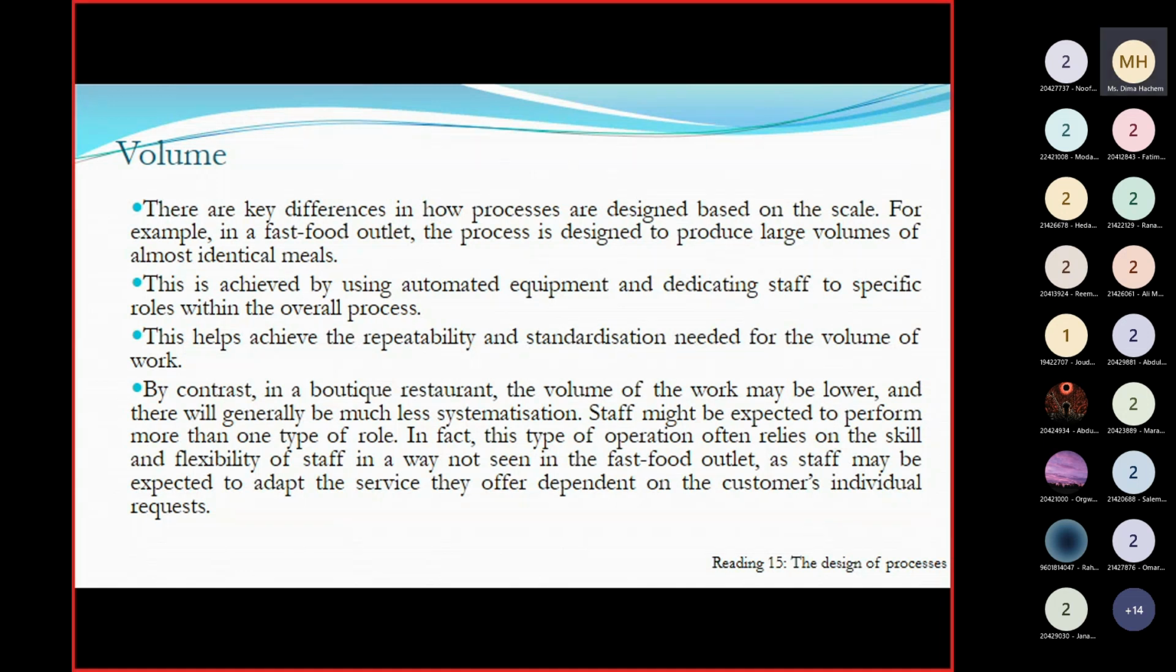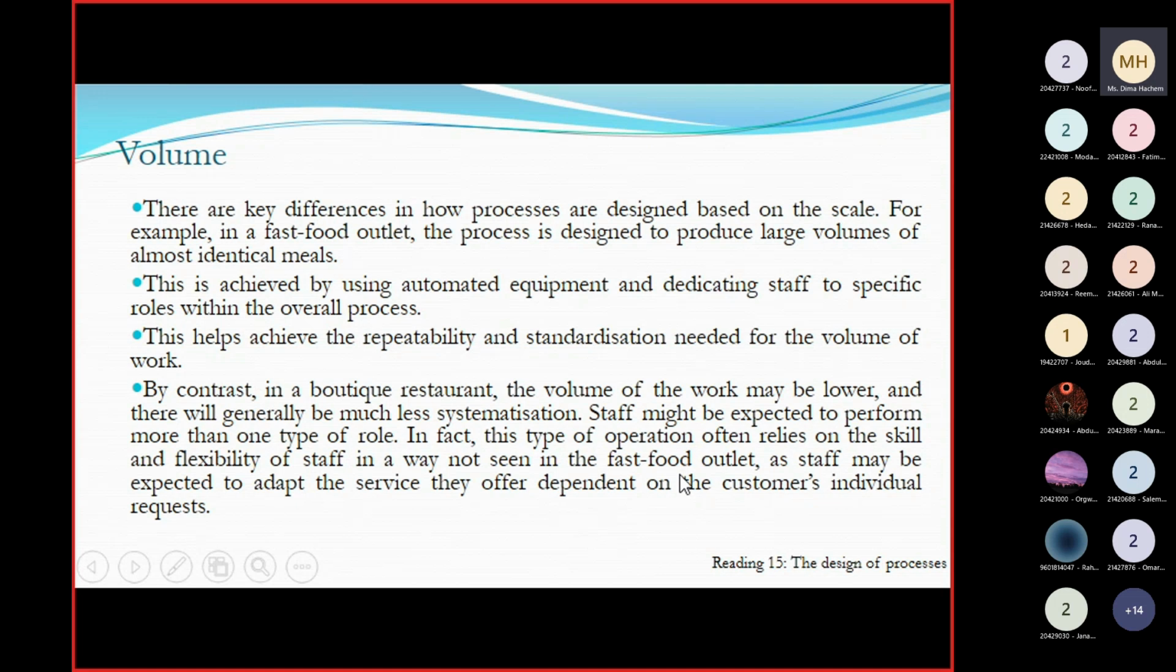The repetition, things being done the same way each time, will be less in smaller restaurants. Staff might be expected to perform more than one type of role. So the same employee might be doing more than one thing. And this type of operation often relies on the skill and the flexibility of staff in a way not seen in the fast food outlet.